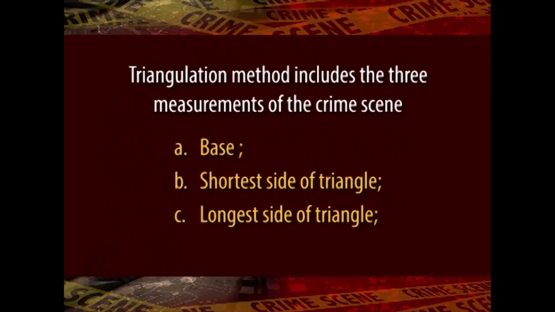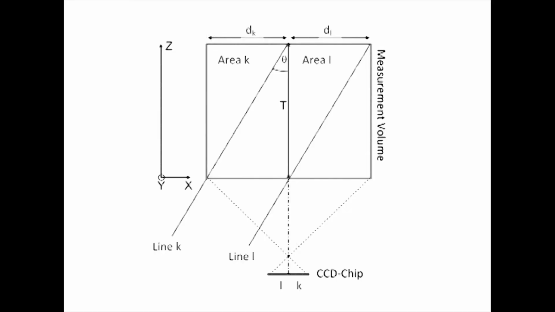Triangulation method. The triangulation method includes three measurements of the crime scene: A, base; B, shortest side of a triangle; C, longest side of the triangle. In this method, first of all, the sketcher has to take the baseline, or an established base may be used, for example, the wall of the house. Now, the next step is to take two fixed points for measurement from the corners of the two opposite sides. Therefore, the distance of all the physical evidence can be measured from two fixed points of the room.